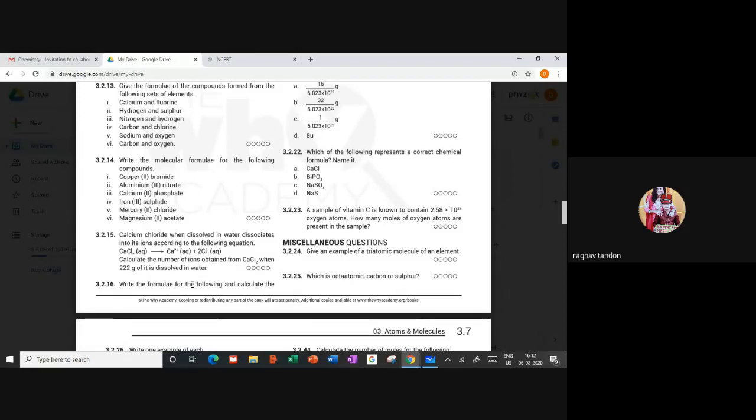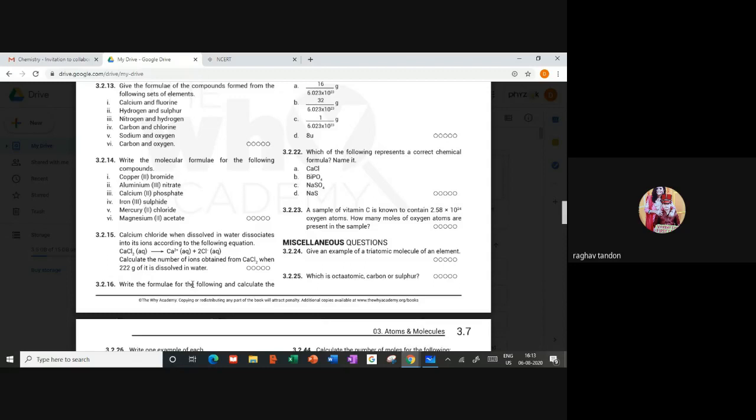So given mass upon mass of CaCl2, so that is 222 upon 111. Why? Because calcium is 40 and Cl is 35.5. So if we multiply it by 2, it will be 70, so it'll be 71. So 222 upon 111. So CaCl2 will be 2 moles.